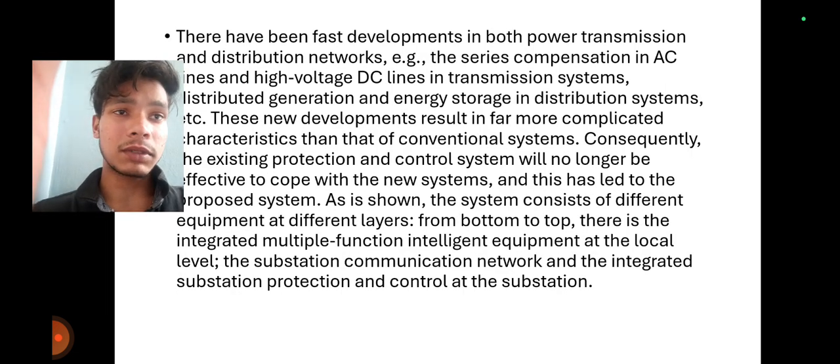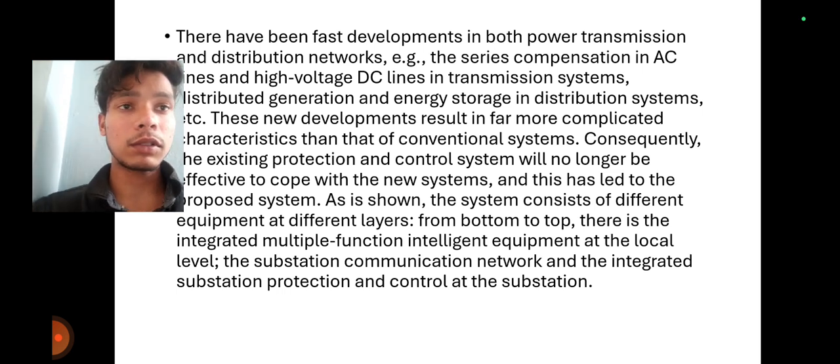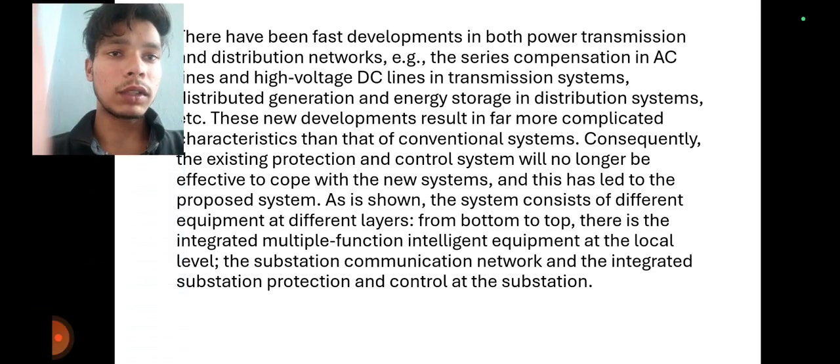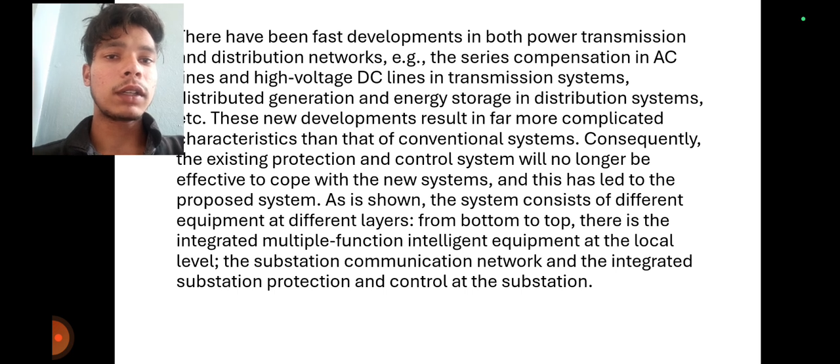There have been fast developments in both power transmission and distribution networks: the series compensation in AC lines and high voltage DC lines in transmission systems, and distributed generation and energy storage in distribution systems. These new developments result in far more complicated characteristics, so conventional systems will no longer be effective to cope with the new systems, and this has led to the proposed system version. There is the integrated multiple function intelligent equipment at the local level.